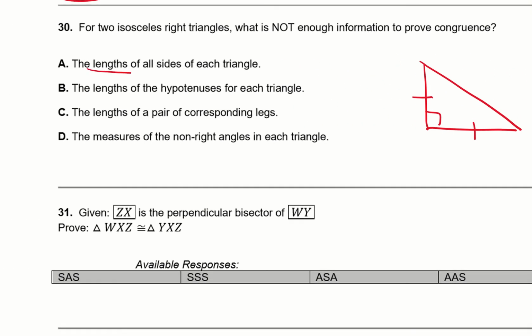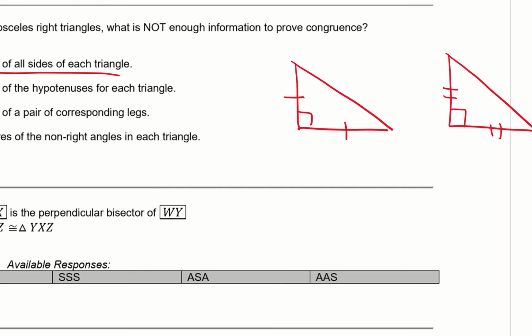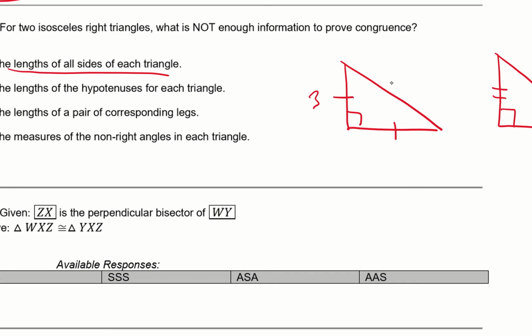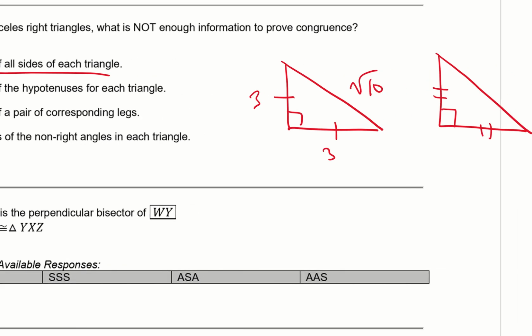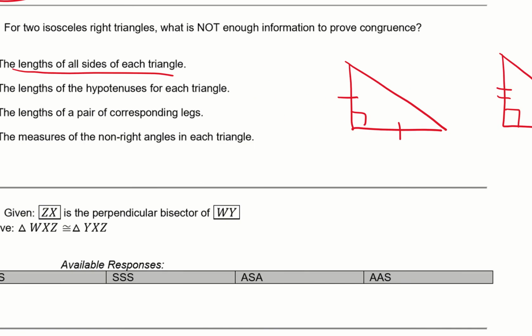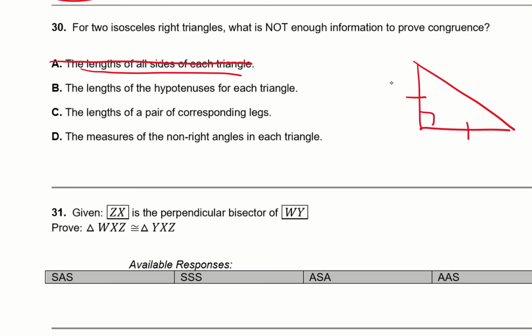Now, if we knew the lengths of all the sides of the triangle, then of course we know that the two triangles will be congruent. So if I knew that this was, for example, a 3, 3, square root of 18 triangle, then obviously the two triangles are going to be congruent. So this is not going to be the answer, because we need something that is not enough information.